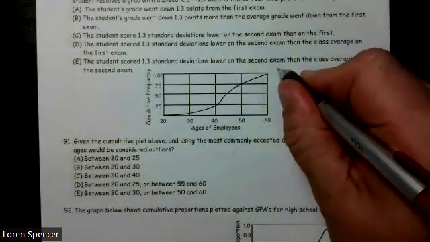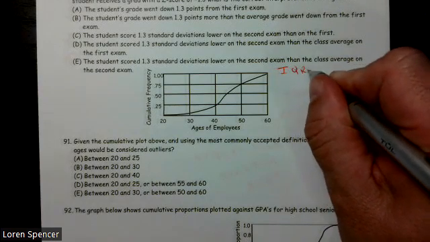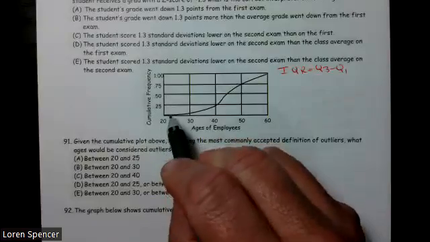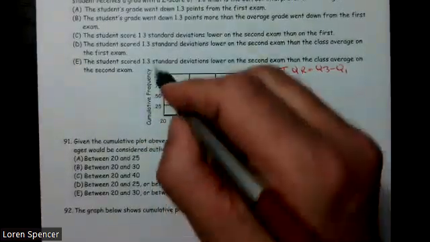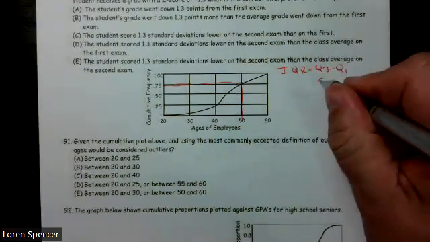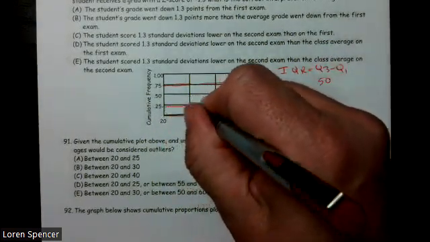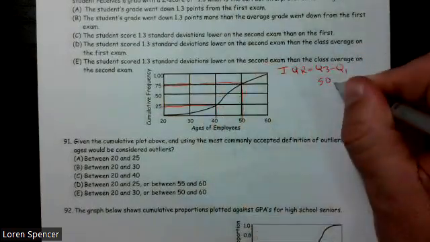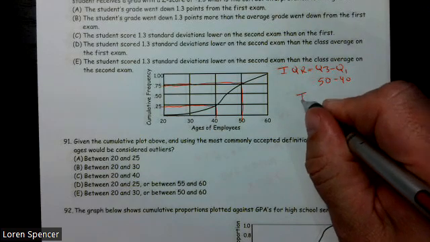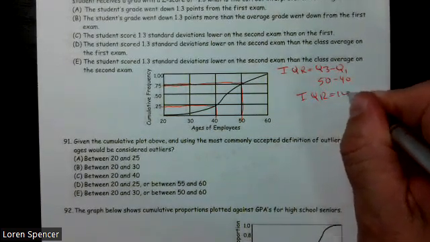Well, we need to calculate our IQR, and IQR equals Q3 minus Q1. So I need to find those. For Q3, I'm going to go across at 75 and drop down. I find Q3 is 50, and I go to 25%. I drop down and I find Q1 is 40. So 50 minus 40 gives me an IQR equal to 10.